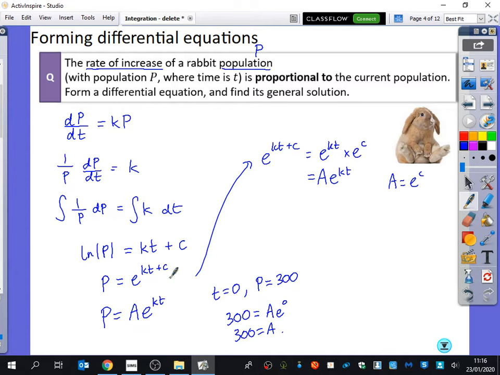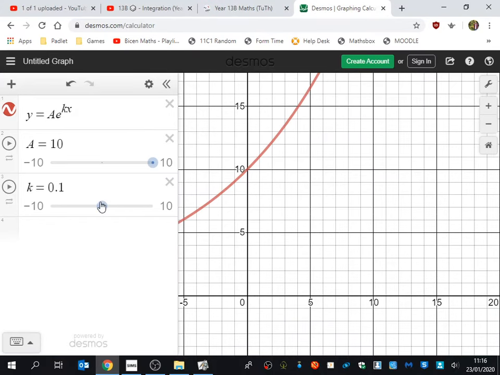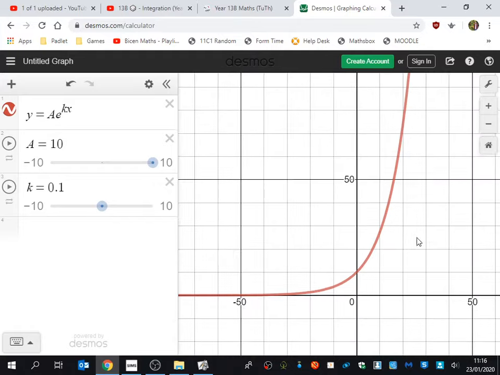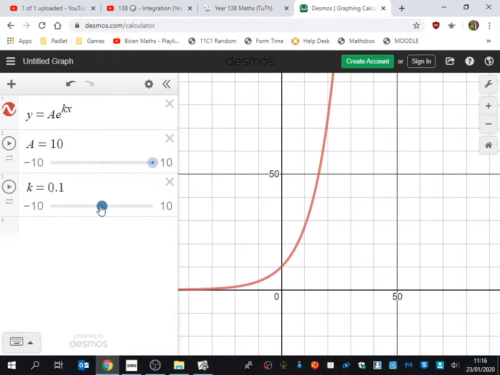Now, the value of K looks like it's going to, well, let's see if we can try and describe what this is going to represent. Let's zoom out a bit further. What do you think if I make K bigger? What does it seem to be doing? As K gets bigger, what does it seem to be doing to how the rabbits are behaving? The population is increasing at a higher rate, okay?